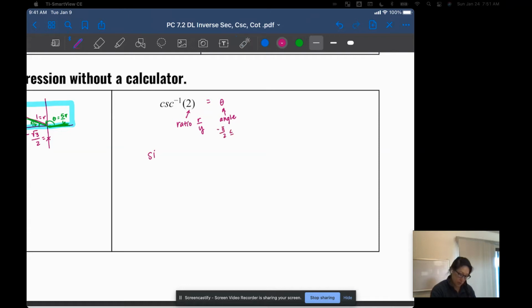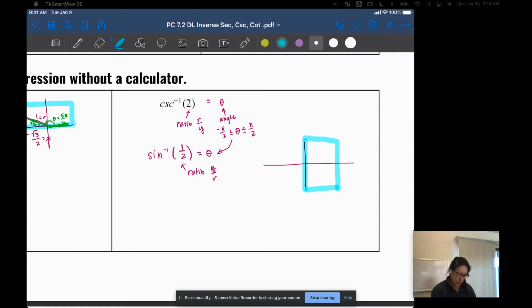-pi/2 is less than or equal to theta is less than or equal to pi/2. So basically in the fourth or the first quadrant. Since we're using cosecant inverse, I can set up my ratio as sine inverse of the reciprocal of 2, which is 1/2, and that's going to give me my angle. So now I have a ratio, instead of r over y, it's y over r, and I'm still solving for that same angle. I'm going to set up my triangles, either in quadrant 1 or quadrant 4, and my ratio is positive.